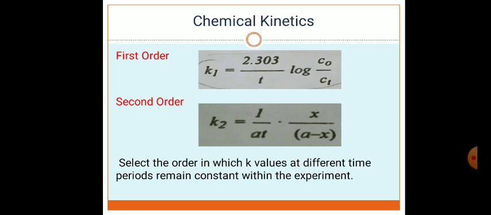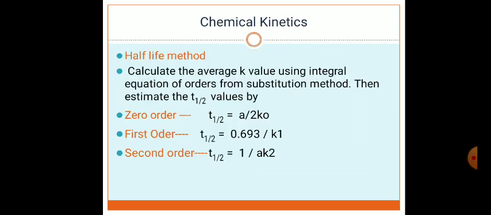Select the order in which K values at different time periods remain constant within the experimental errors. The reaction is considered to be of that order. This is another simple method, that is the substitution method. And the last method, that is the half-life method.